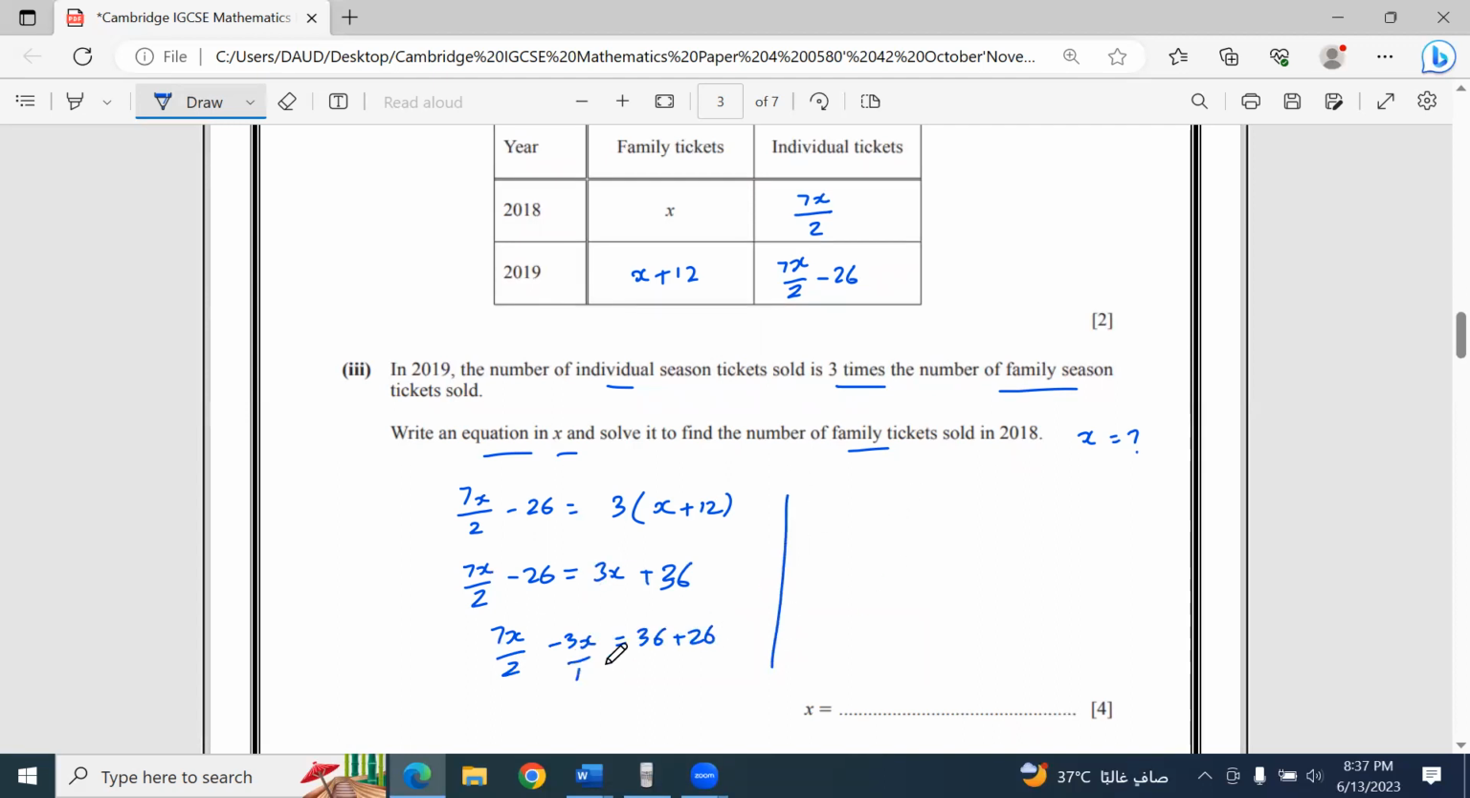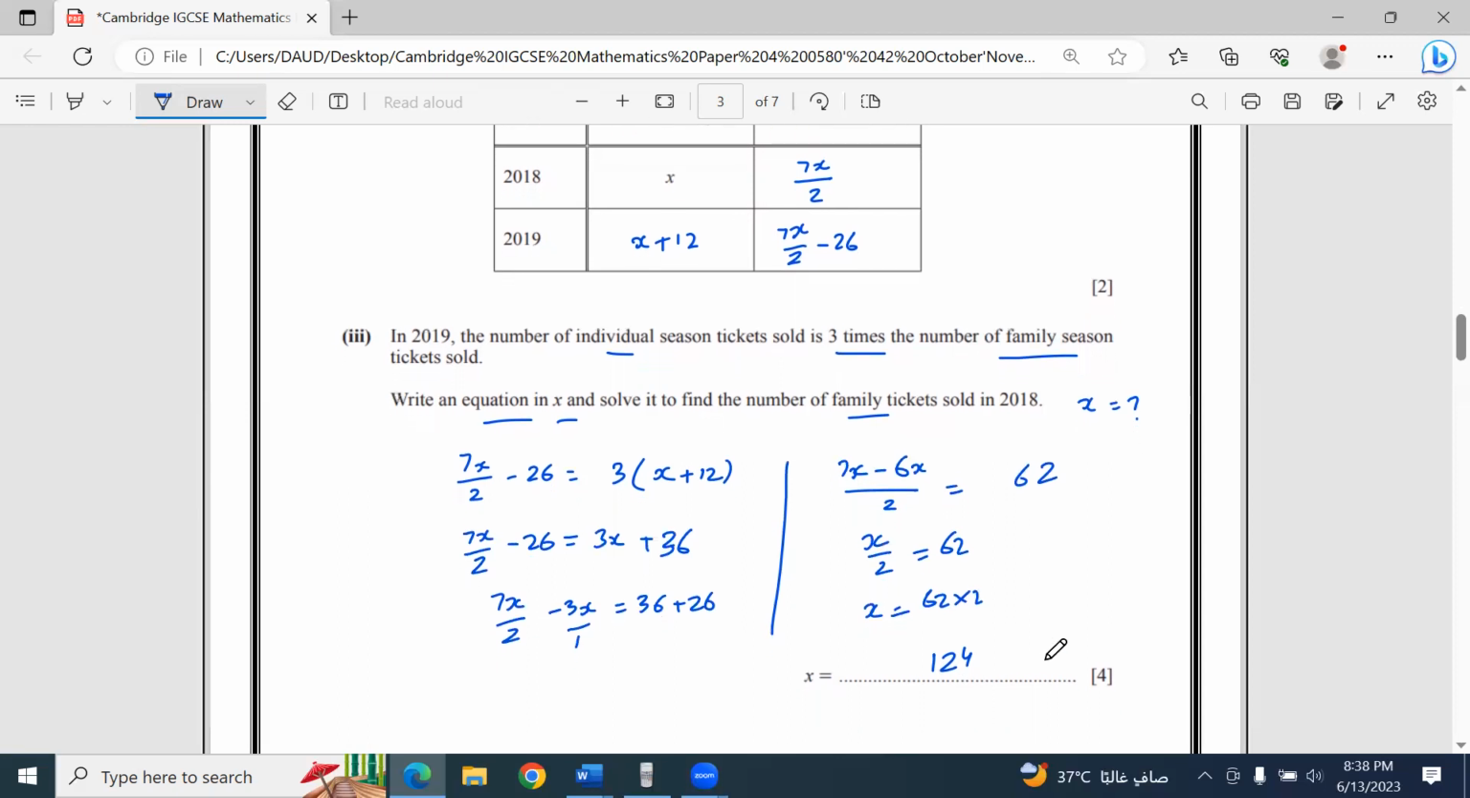And next step, here we have 1. We can take the LCM concept. So 7x minus 6x over 2 is equal to 36 plus 26. That is 62. So 7x minus 6x gives us x over 2 is equal to 62. So x is equal to 62 multiplied by 2, which gives me 124. So the value of x in 2018 is 124. I hope you get it. We move on next.